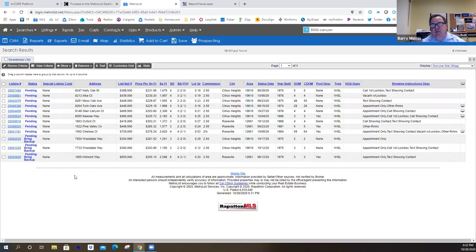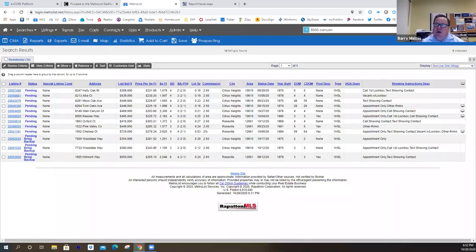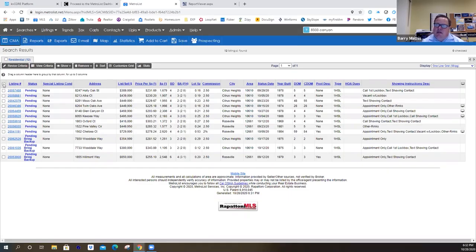That means that more than 50% of them, in this case probably 60 to 70% of what was on the market, has already sold. So I'll do the same thing with these. I could do it by using this stat button, or, if I'm going to go to an appointment, I like to select these and take this here and put it into the CMA.